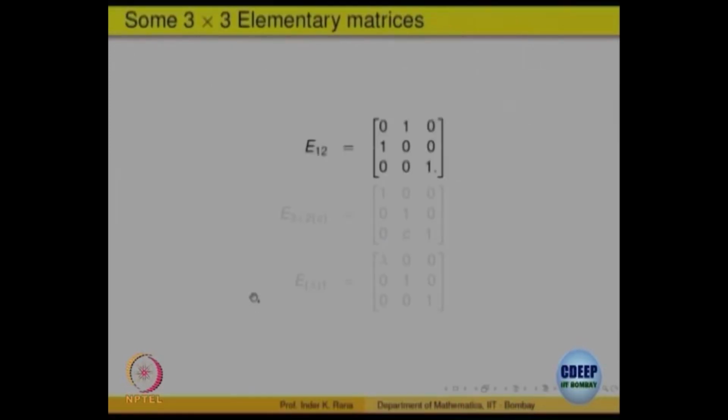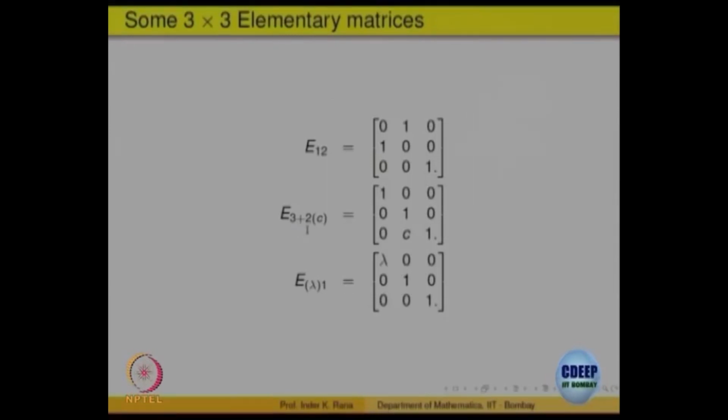Let us just look at examples of what E12 means, for 3 by 3. What is E12? Interchanging row 1 with row 2 of the identity matrix. In the identity matrix, it is 1 here at the leftmost corner, 1 0 0. That has gone to row 2, and row 2 has come up. So, this is E12.